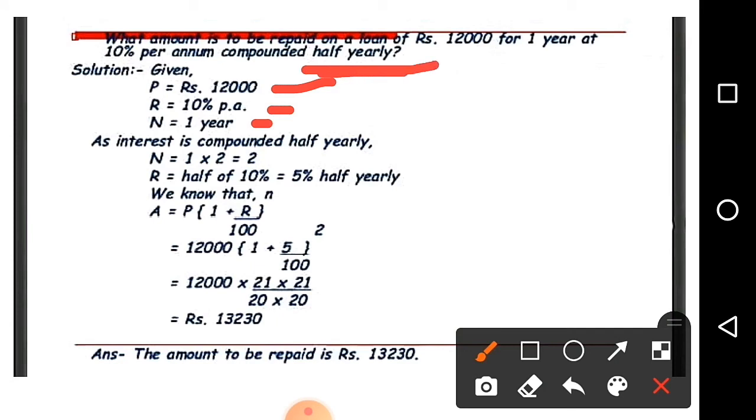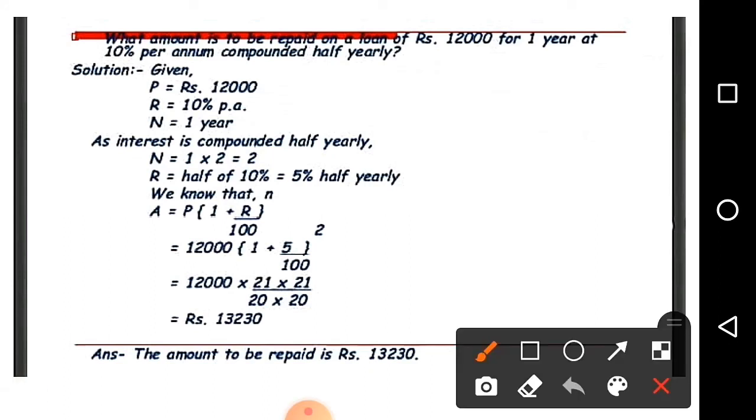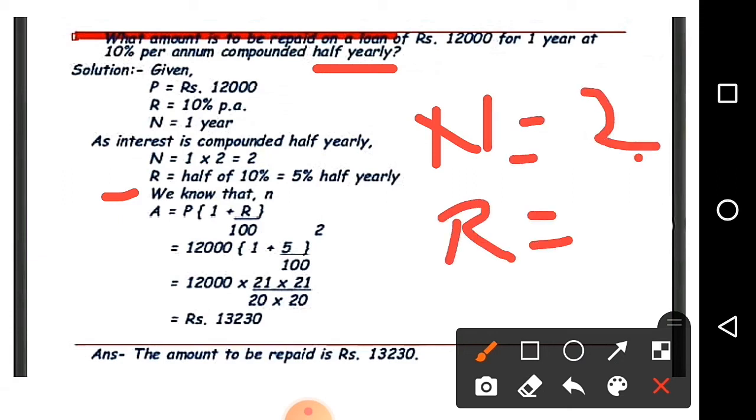Half yearly means after every 6 months, so it will be calculated 2 times. Whenever it is given half yearly, n becomes double. The value of n will be doubled up, because half yearly means it is paid every 6 months, so in 1 year it will be 2 times. So n will be equal to 1 into 2, that is equal to 2, and the rate will become half of 10%. So whenever it is compounded half yearly, remember that n becomes double and the rate becomes half. You need to keep this in mind for half yearly.